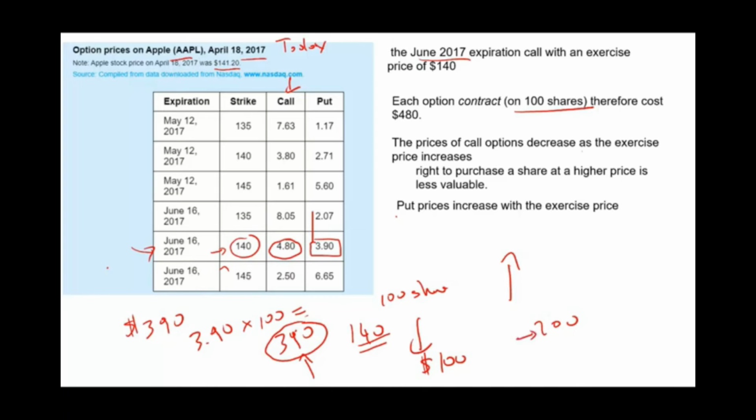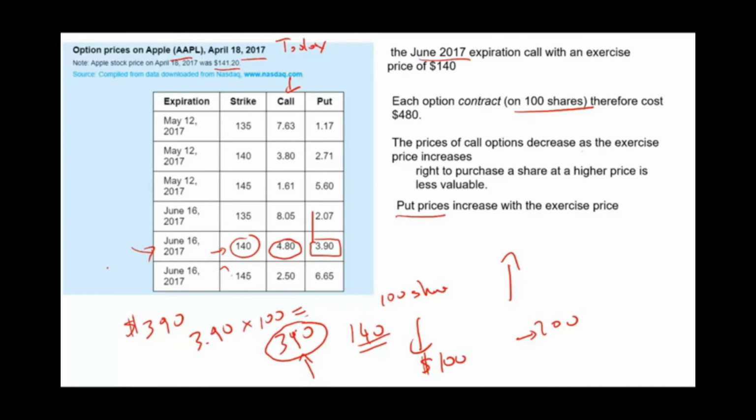So notice, if you buy a put option, you think the price is going to go down. That's why you buy a put option. The person that sells you the put option doesn't think so. The person thinks the price is going to go up. Therefore, they're never going to see you. You're going to pay them $390, and you're never going to come back. And they're hoping they'll never hear from you. Okay? But notice the put prices increase with the exercise price.